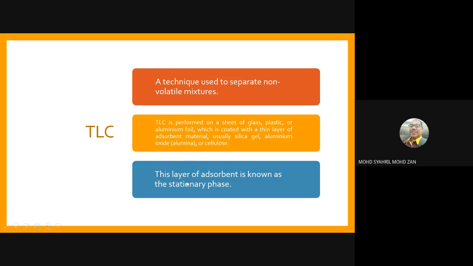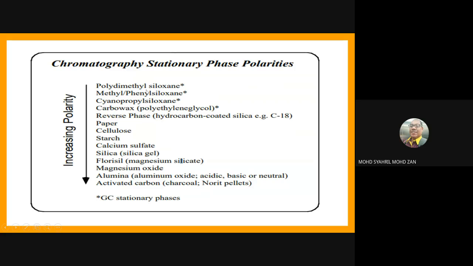This layer of absorbent is known as the stationary phase. The stationary phase is what we place the sample on its surface. Now, what is in the stationary phase? Mostly it is polar. As I said, it has cellulose, magnesium, alumina, so these are what we call the stages of polarity inside the stationary phase.